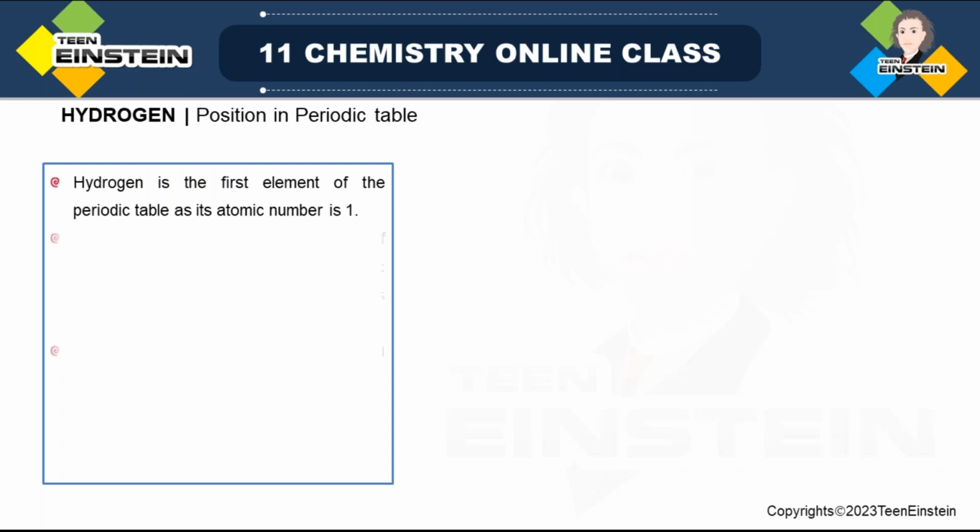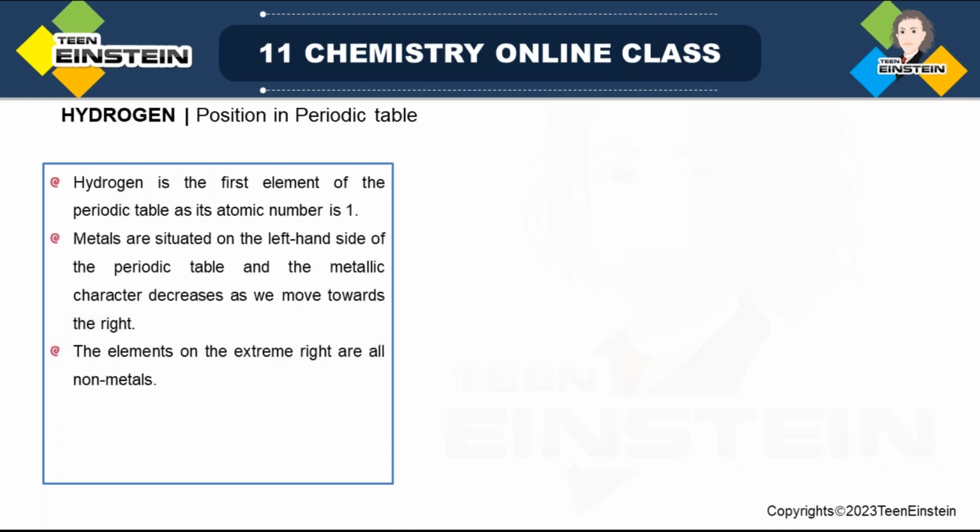This is the first element that we know, and if you consider only the periodic table, forgetting about hydrogen, we know that all the metals are present on the left hand side of the periodic table, and all the non-metals on the right hand side. Remember, on the right hand side we have group 17, where the most non-metallic elements are present. I'm talking about halogens. And metals are situated on the left hand side. Remember this block, where group 1 and group 2 metals, sodium, potassium, calcium, lithium, the alkali and alkaline earth metals, are present in the left extreme.